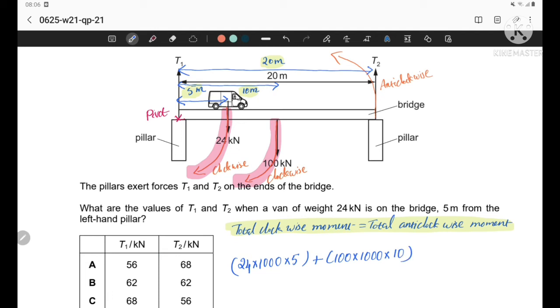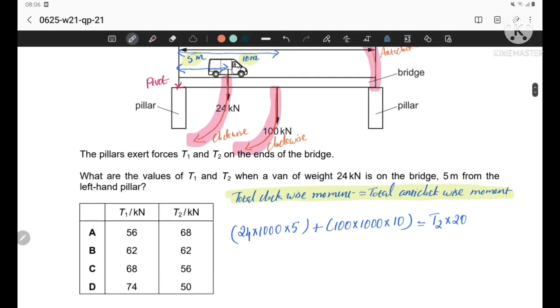So these two are the clockwise moment, which must be equal to the anti-clockwise moment, and there is only one force that causes anti-clockwise, that we already discussed, the tension T2. So we can equate that. So T2 times the distance from the pivot, which is 20 meter. Now we can find out T2.